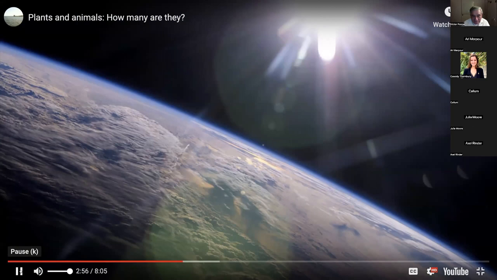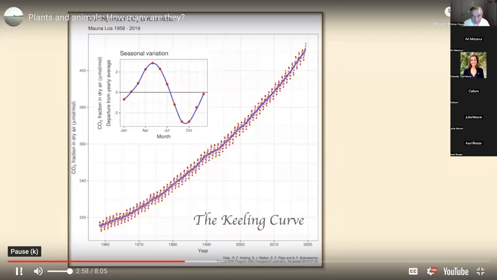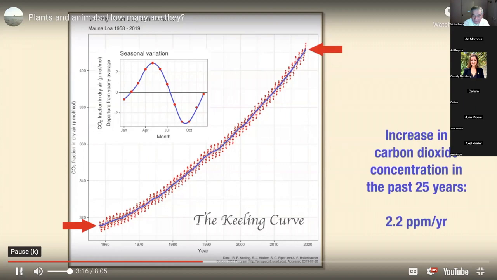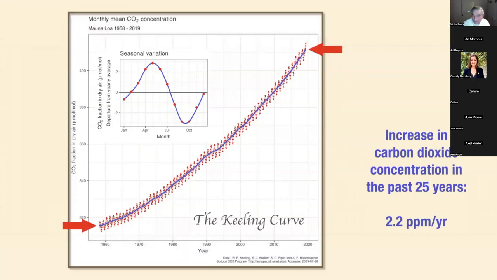past 60 years. To put it in numbers, the concentration of carbon dioxide in the lower atmosphere has increased from 290 parts per million at the turn of the 20th century to 413 parts per million at the present time, 2019. In the past 25 years alone, the concentration of carbon dioxide has increased at an average rate of 2.2 parts per million per year.